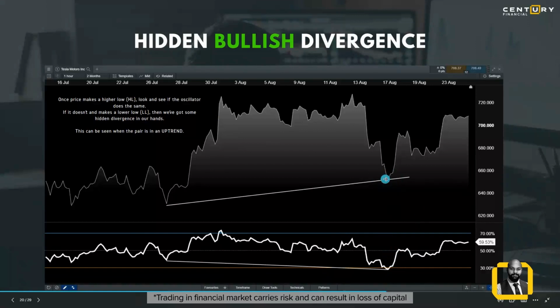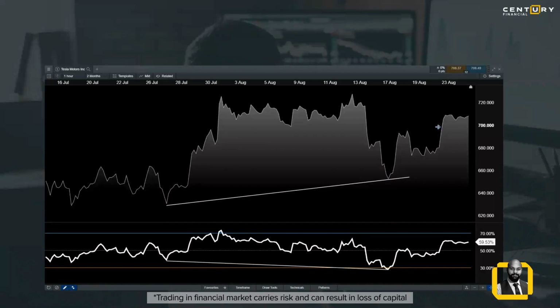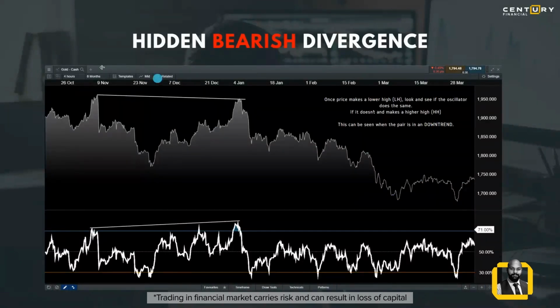whereas the higher lows, to take advantage of the trend continuation, and vice versa for the bearish. You'll see lower highs. Markets are going up, but it's making lower highs.